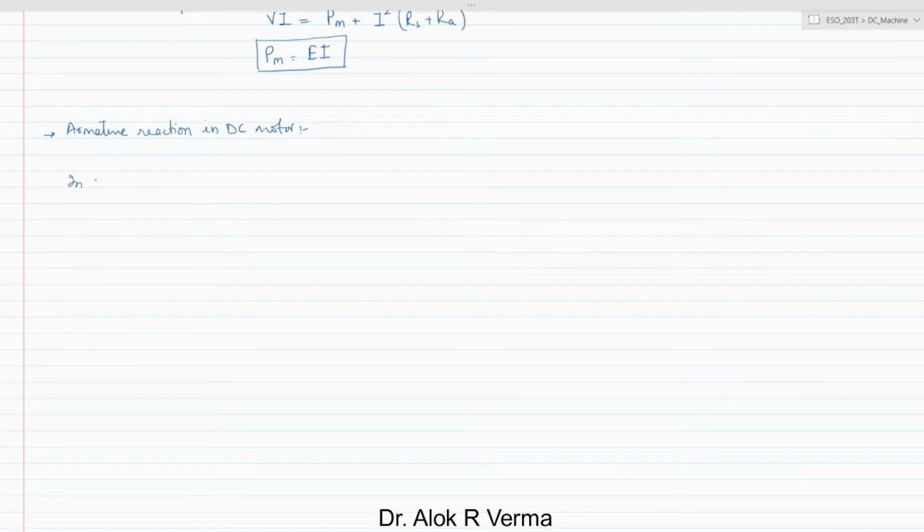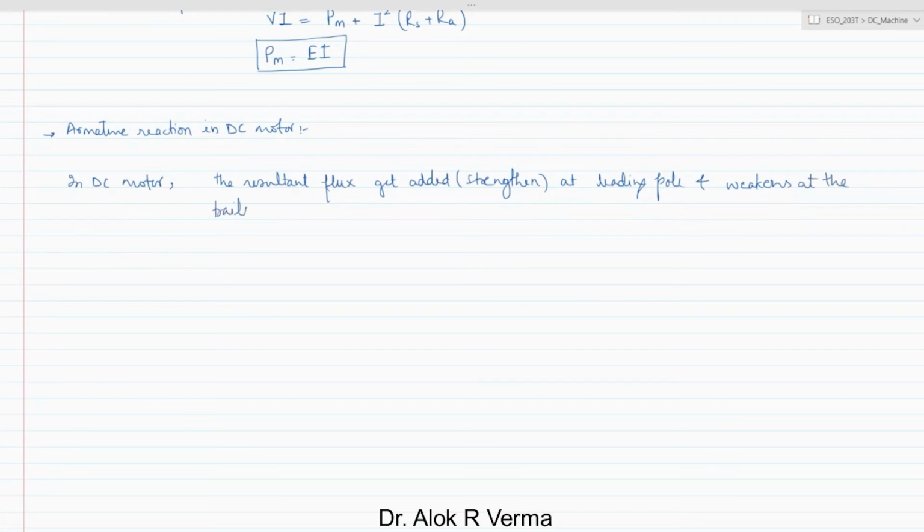So in a DC motor, the resultant flux gets added or strengthened at the leading pole and weakens at the trailing pole tip. Okay, so this is the effect in the DC motor.